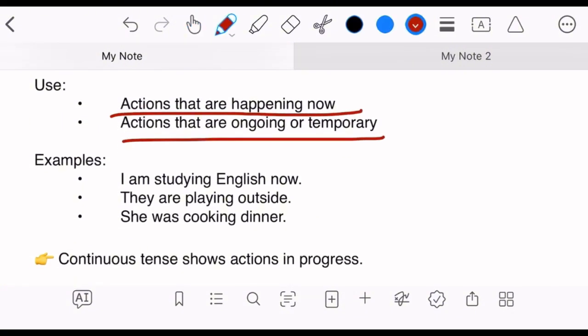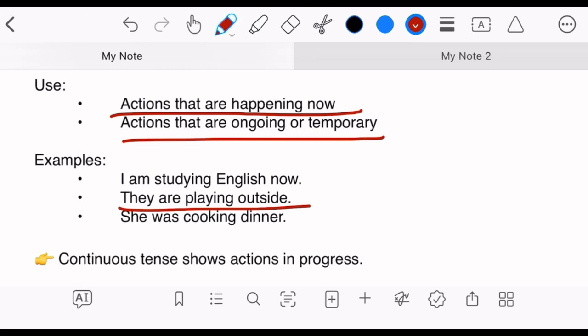I am studying English now. Okay, this sentence shows an action that is happening at the moment of speaking. All right, next is the second sentence. They are playing outside. Okay, this sentence shows an action that is ongoing right now.